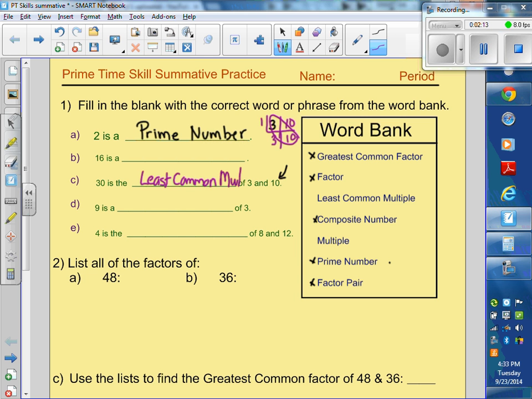Remember, you can only use, I'm going to abbreviate, each thing once. So cross it out. We've used it. Cross it out in pencil because there might be a chance you made a mistake, so you want to still be able to see your words if you have to undo. So start again. So far, it seems like we have prime number crossed out and least common multiple. 9 is a blank of 3. Well, 9 is a multiple of 3.